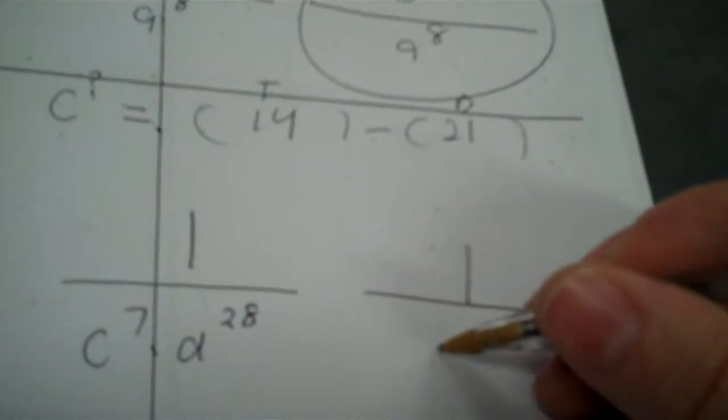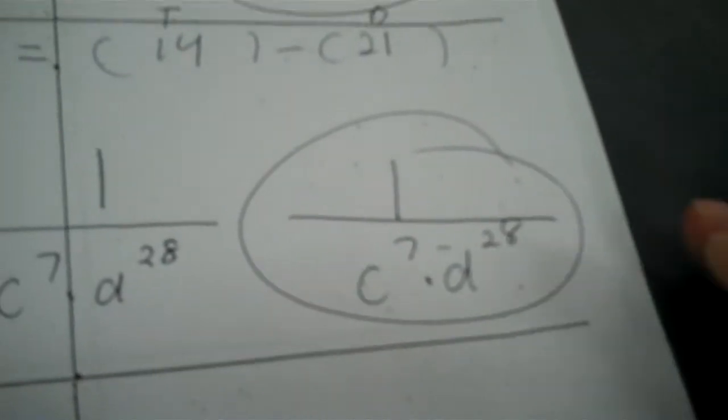Now there's only a single D factor. It'd be to the -28th power. Both these go to the bottom now. And if everything goes to the bottom, you need to put a 1 on the top because you need something to go there. So it's 1 over C to the 7th times D to the power of 28.